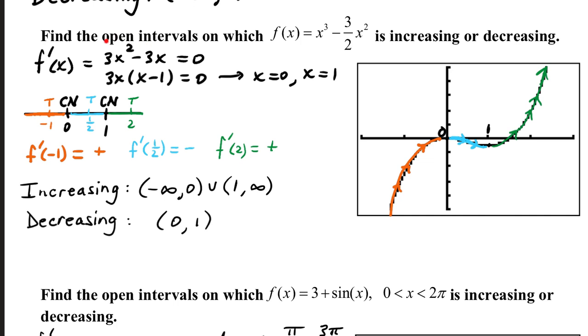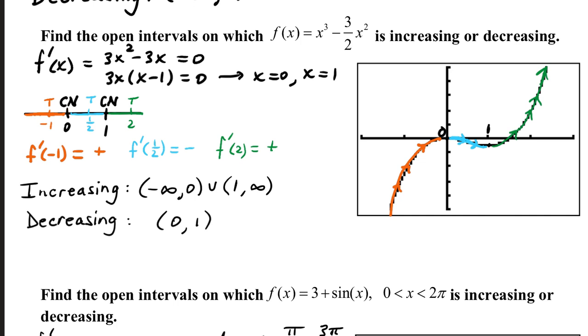F prime, make sure it's your derivative, of -1 is positive. And I sub -1 in for the x's. You really don't need the numerical value, you just need to know if it's positive or negative. Since our first derivative in this interval is positive, we can tell that the graph is increasing until we get to the critical number 0.